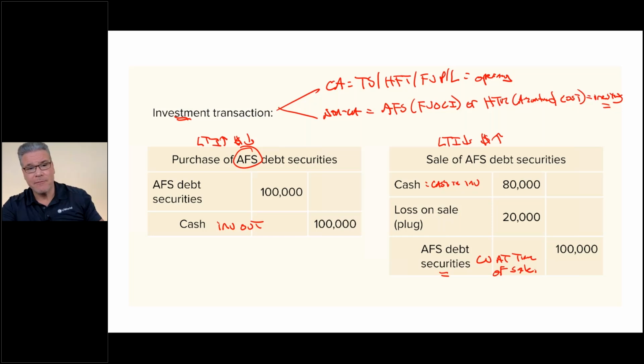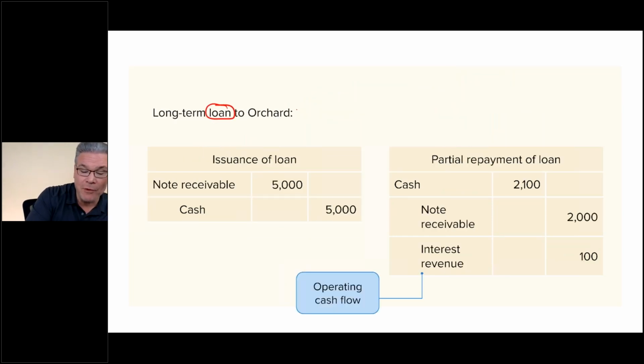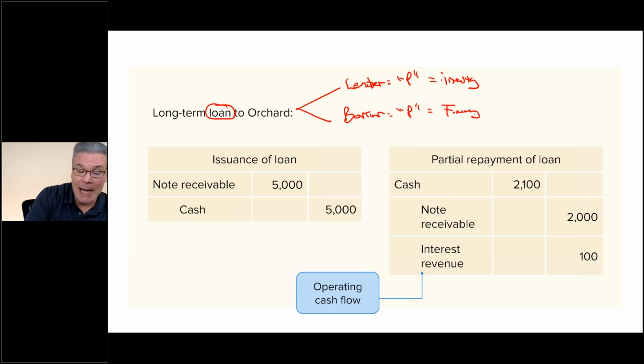Okay. A loan, folks, remember, when you're the lender, the principal is an investing activity. When you're the borrower, the principal portion of the loan is financing. In our example, we were the lender. So the loan, the note receivable goes up.